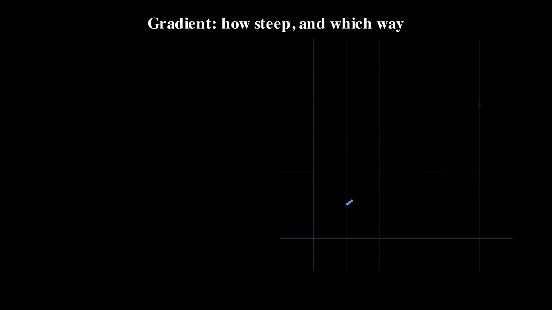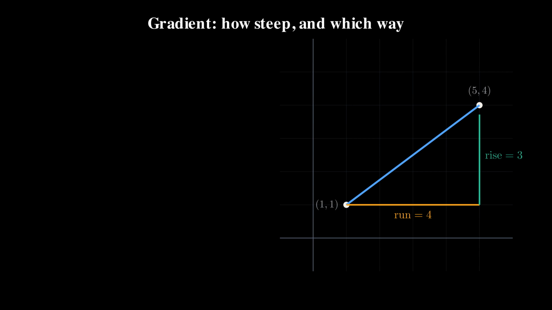Start with the single most important number for a line. Its gradient, written m. It measures steepness. Take any two points on the line and walk from one to the other. The horizontal step is the run. The vertical step is the rise. Gradient is simply rise divided by run. How much you climb for each step across.